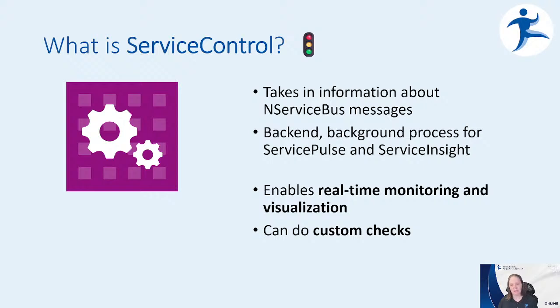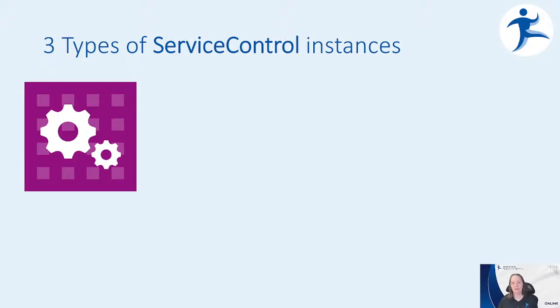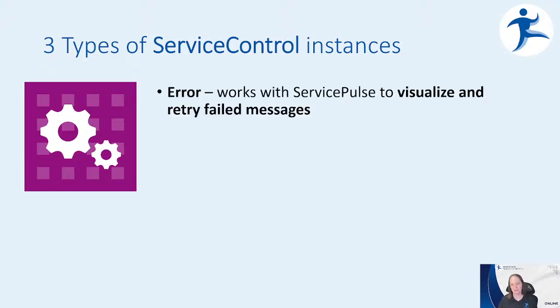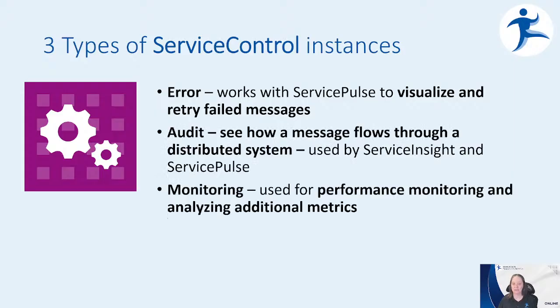And you can do custom checks. We will not show custom checks today, but they are a possibility. There are three different types of issues ServiceControl is aware of: there are errors, there are audits, and of course there's monitoring. And we'll see this when I go into a demo where we'll use NServiceBus with RabbitMQ.